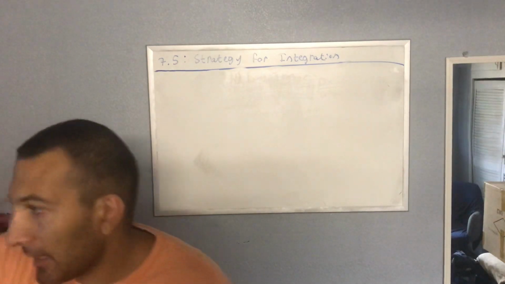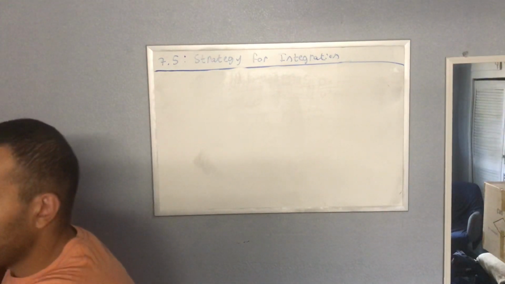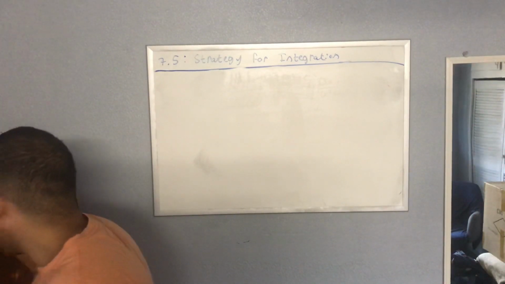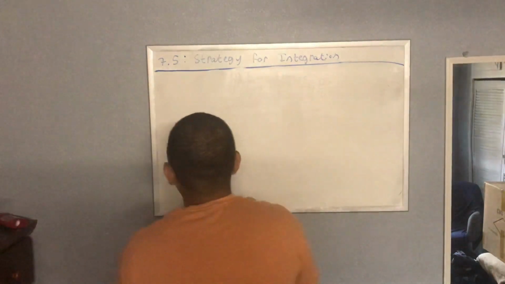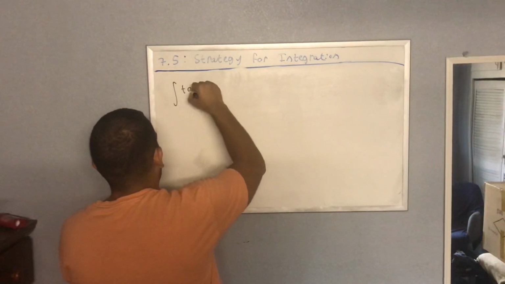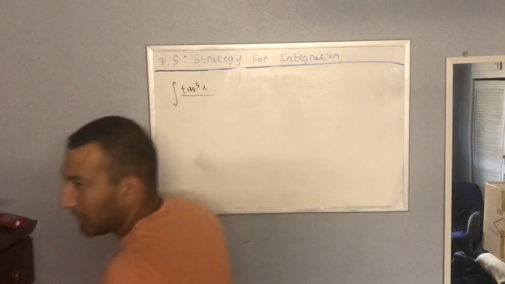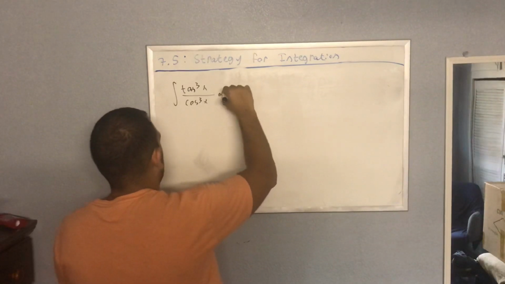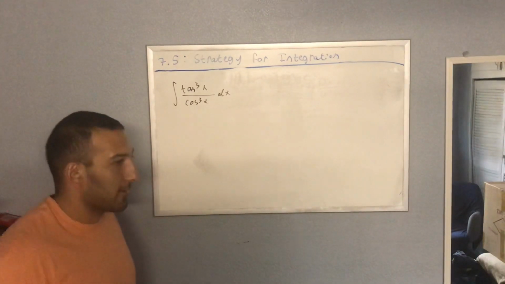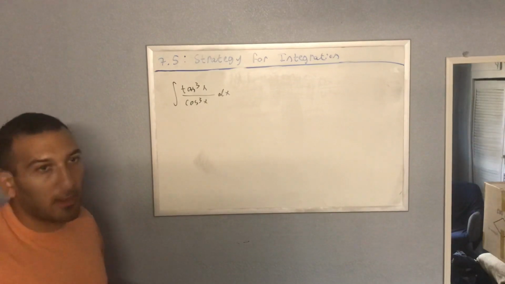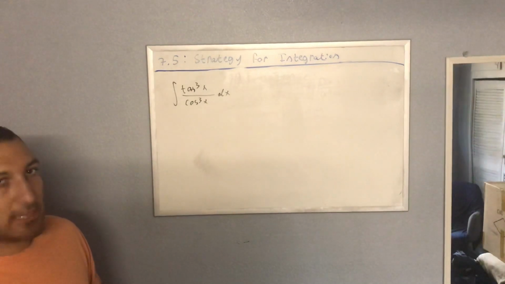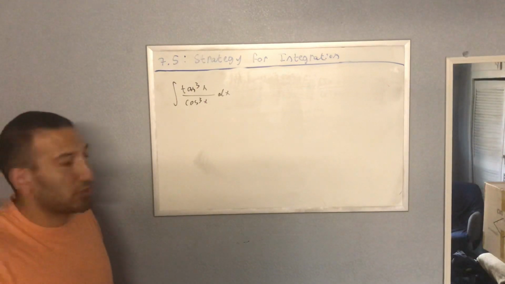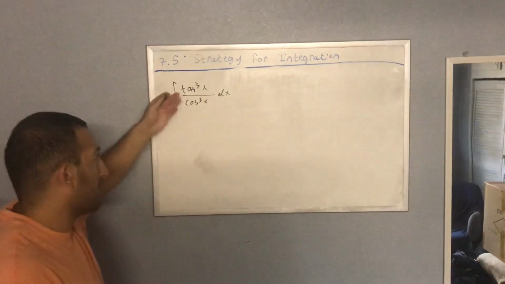So we'll do an example and let's see what we get. So the first example is this. Okay, so you see trig functions here, though this is not in the form of the trigonometric integrals we saw in 7.2. So we can't immediately apply that strategy, but let's apply some trig here to maybe simplify this.